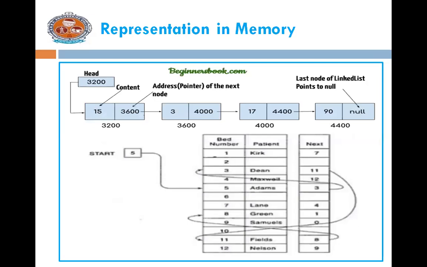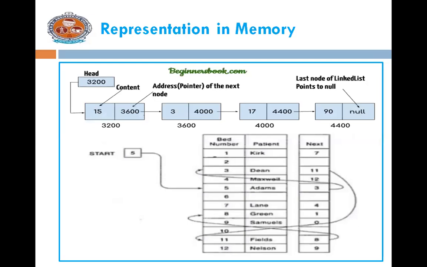So this is how a linked list is represented. The first part contains the data and the second part contains the address of the next node. The header node contains the address of the first node, and the last node's link part contains null, because there is no other address to store. That's why null is saved in the last node's link part. This is how it will be stored in memory.